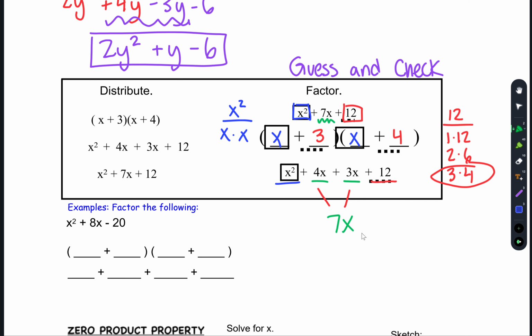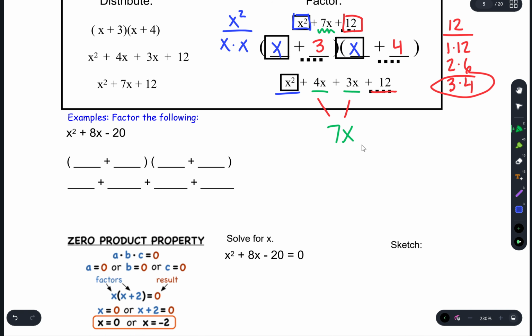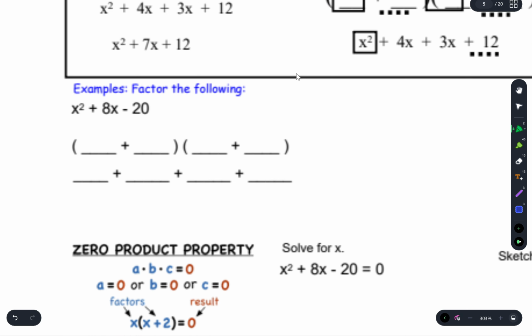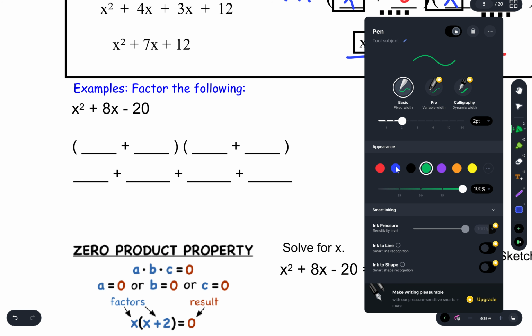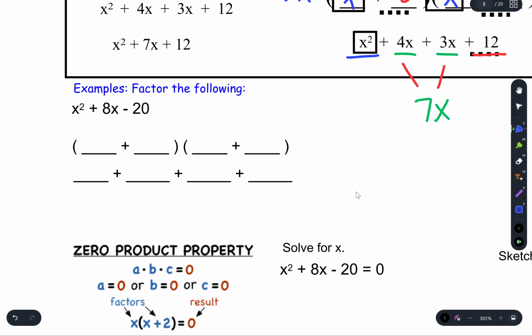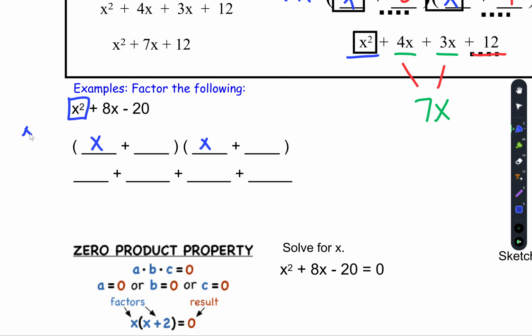It can get a little bit trickier when we have more complicated trinomials, but this is essentially it. Any questions on that? Okay, let's keep looking through then. So again, I'm going to use this guess and check method. I start always with that first term, which for me is x squared. And just like in that last one, the only two things that make x squared are x times x. That's the only way we can get there.